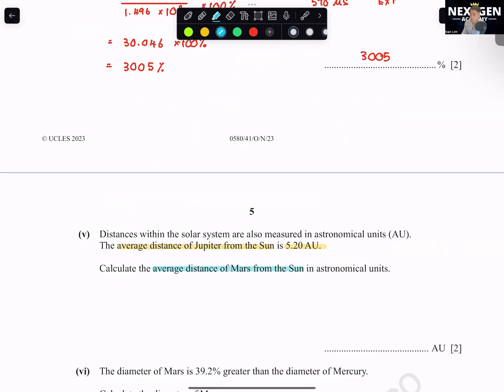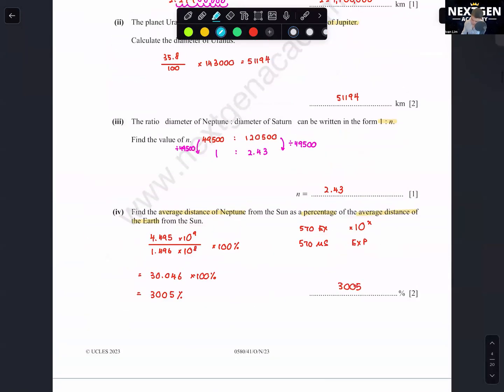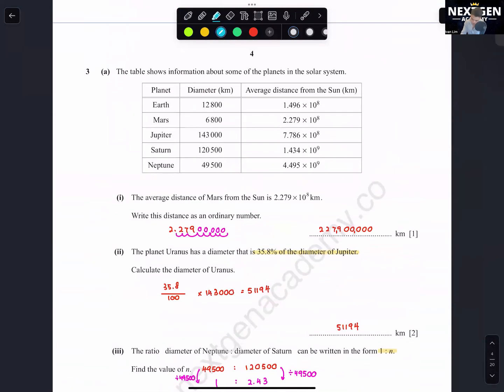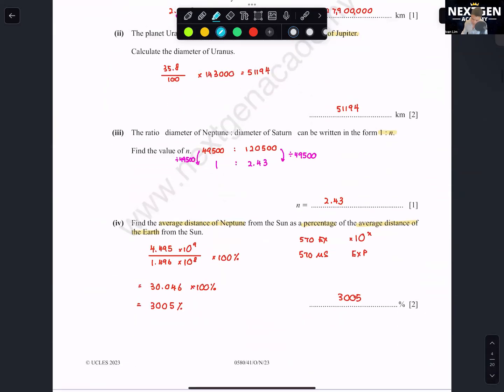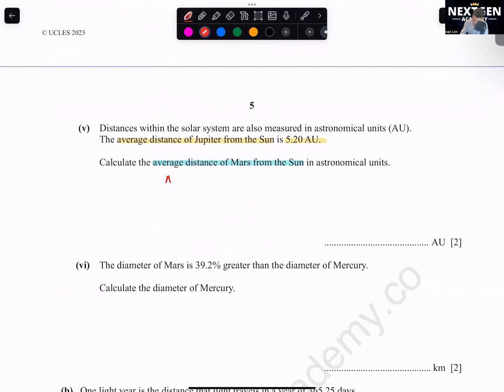Okay, look into the diagram. What did they give you? We want to find distance Jupiter and Mars. So Jupiter and Mars. Okay, 2.279 times 10 to the power 8 is for Mars. Jupiter is 7.786 times 10 to the power 8. Okay, for questions like this, I will use ratio method. So I will write here AU, then this one is kilometer. Okay, you look into the question, they gave you kilometer.